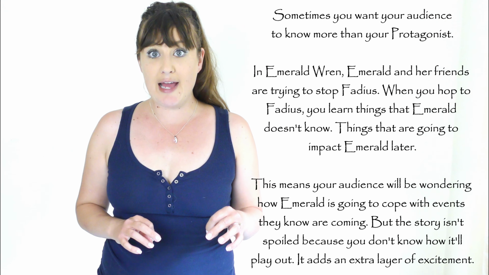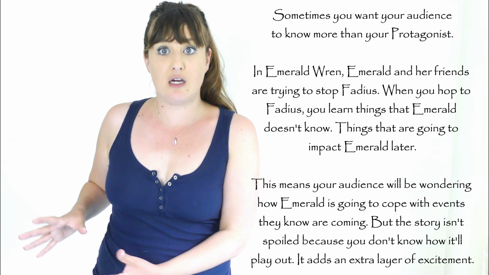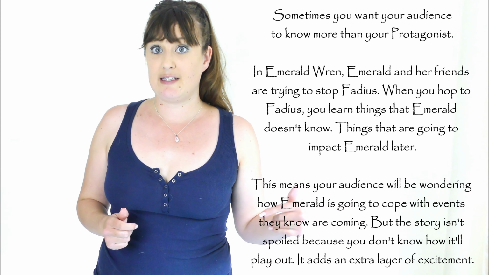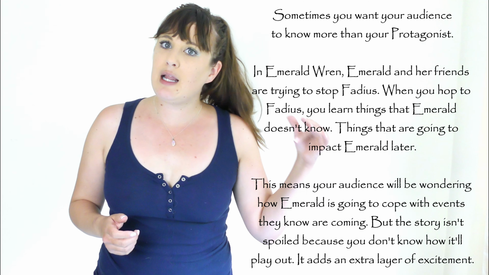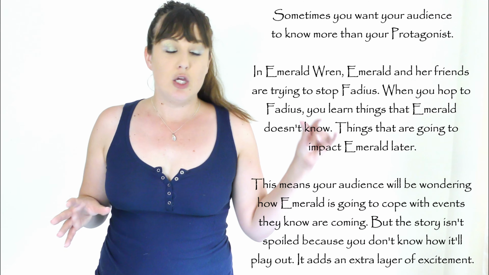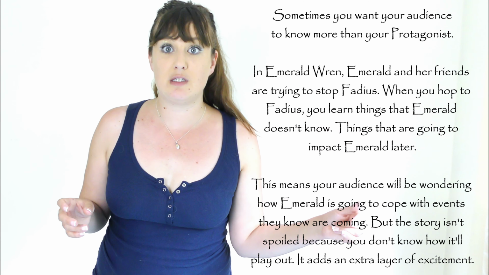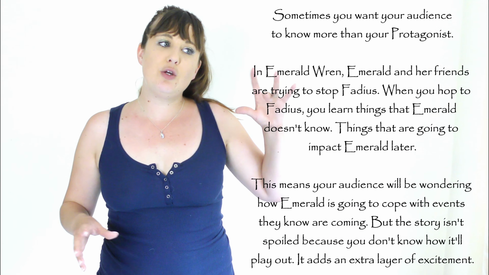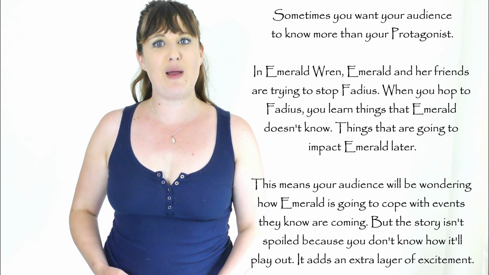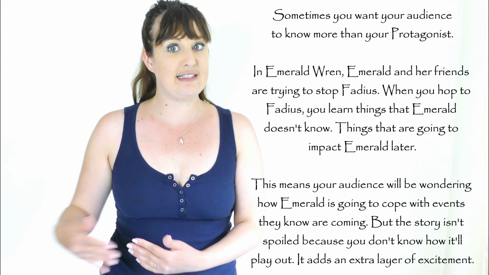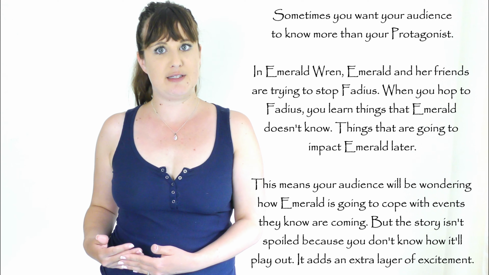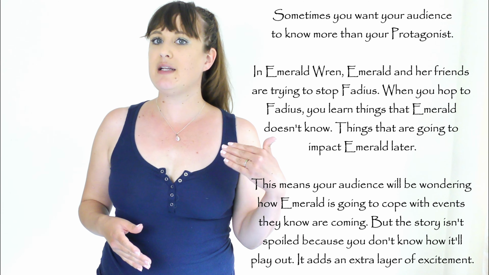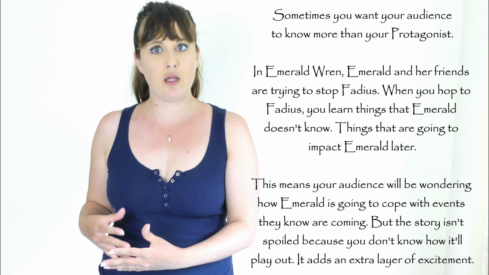So in Emerald Wren, Emerald and her friends in this coven are trying to stop Thaddeus. When you jump to see what Thaddeus is doing, you realise things that Emerald doesn't know. You see things that are going to affect Emerald and her story later. And it means your audience is like a step ahead of Emerald and is both excited to see how she deals with this problem, but without knowing how she's going to deal with it. It doesn't spoil it.